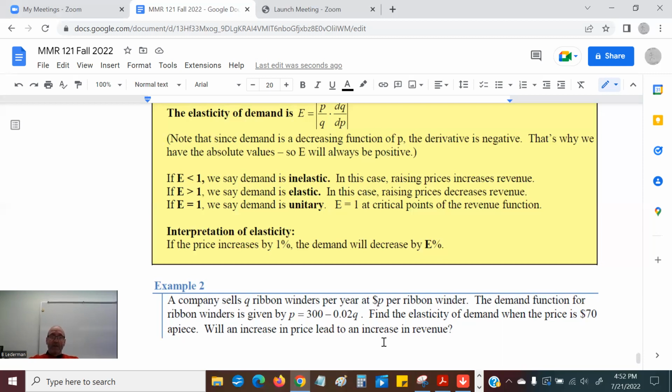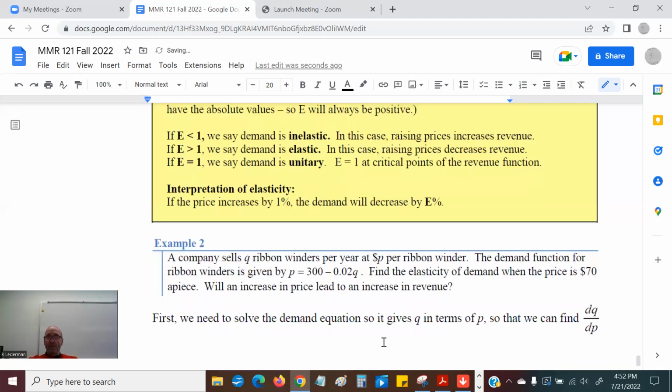So what do we need to do? The first thing we need to do is solve the demand equation so it gives Q in terms of P. Once I have that, I can easily take a derivative and get dQ/dP. So let's take a look at what it says here.